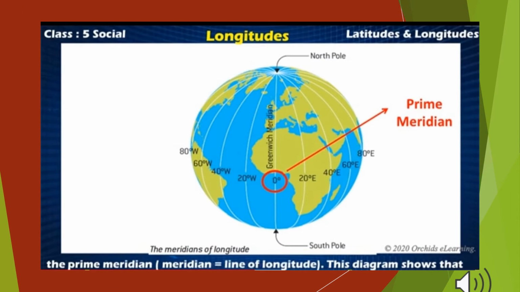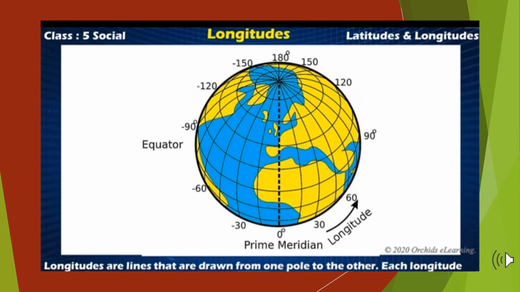The most important meridian of longitude is the line which runs through the Royal Observatory at Greenwich in England. This line is taken as 0 degrees and is called the prime meridian. Do you know, children, in 1884 an international conference decided that the 0 degree longitude be accepted as the prime meridian.